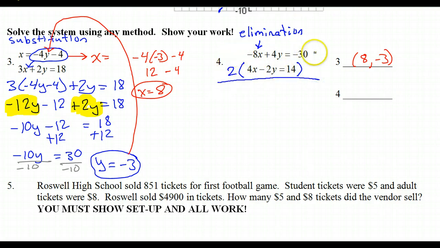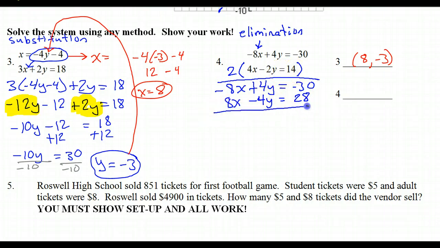So if I do that, the top equation stays the same. -x plus 4y is equal to -30. But the bottom equation becomes 8x minus 4y is equal to 28. Okay, so when I combine these terms, I notice not only do the x's cancel out, but the y's cancel out as well. When everything cancels out, that's 0.